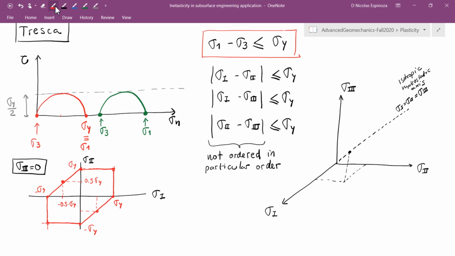And using the equations of Tresca, I can find that the limiting surface or yield surface with this criterion in 3 dimensions is going to look something like what I'm going to draw right now. This is a tough drawing, so I hope I can make it in the first try.